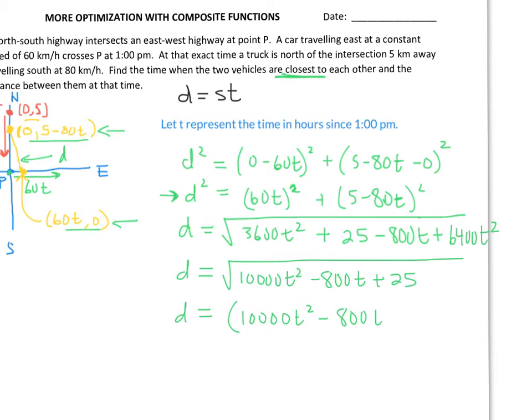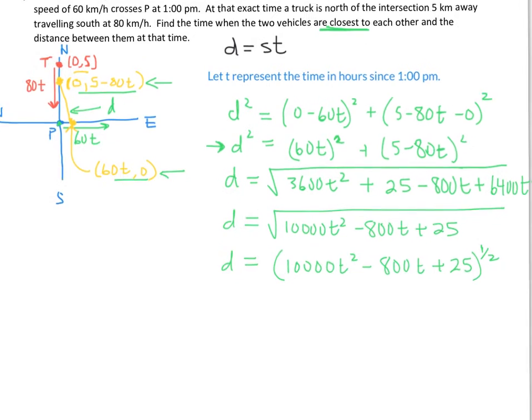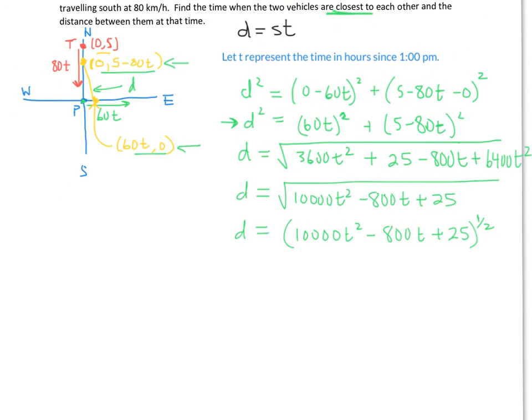We want to minimize that distance. What is the time that will give us the minimum distance? So this is where our calculus comes in. We're going to take that and find its derivative, set that derivative equal to 0, and solve for the critical numbers. So if you want to put the video on pause and try that, you can.